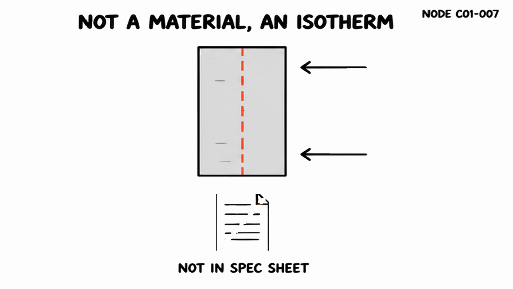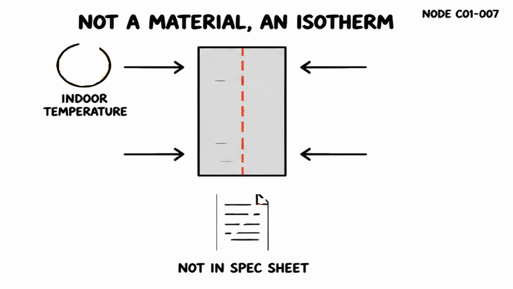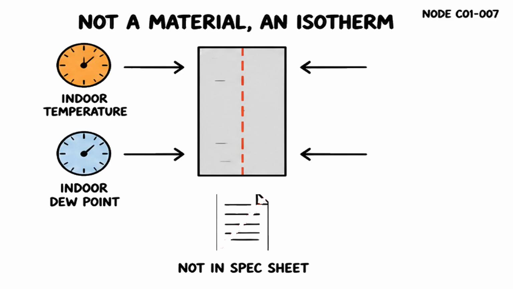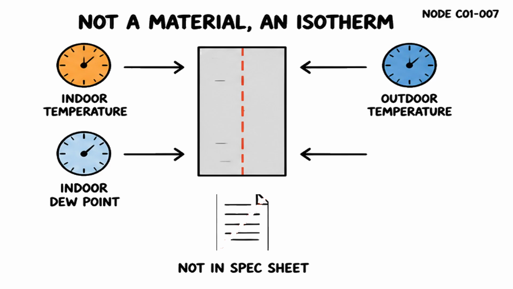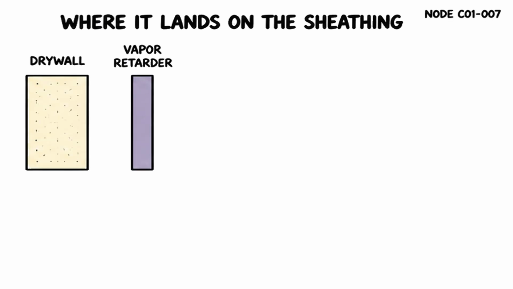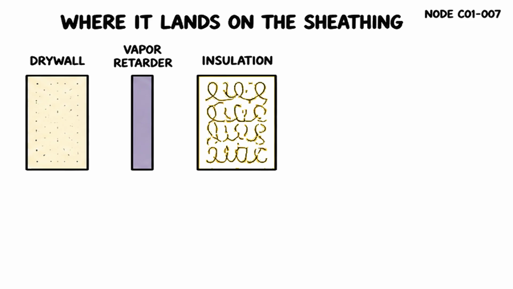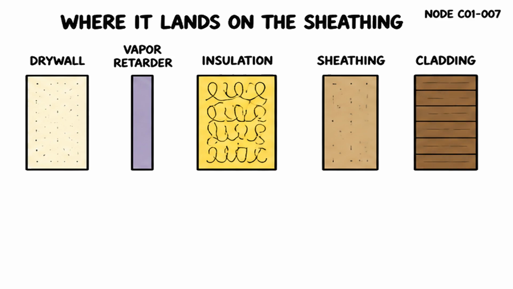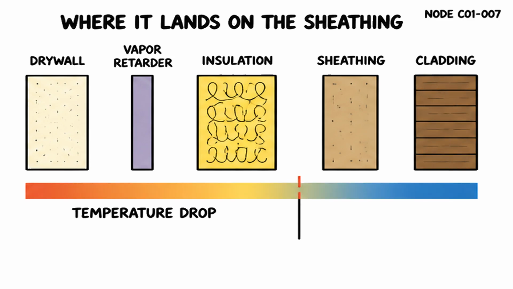Its position is decided by 4 inputs: indoor temperature, indoor dew point, outdoor temperature, and the R value of every layer. Build the wall layer by layer. Drywall, vapor retarder on the warm side, insulation between the studs, sheathing, cladding. Now watch the temperature drop across it, and watch where it lands, on the sheathing.